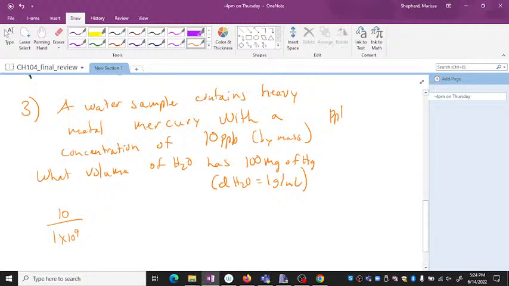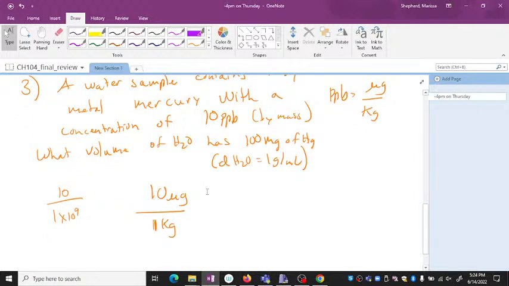So parts per billion can also be micrograms per kilogram. And I like this expression just because it's easier, at least for me to wrap my head around it. Because now we can just write, okay, now we have 10 micrograms for every 1 kilogram. And so we could set up a proportion basically. So we want 100 milligrams. So what's 100 milligrams in micrograms?